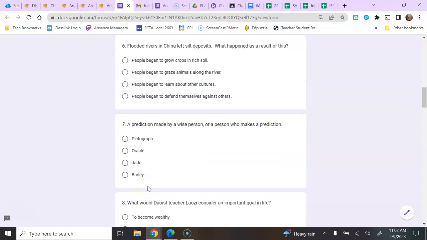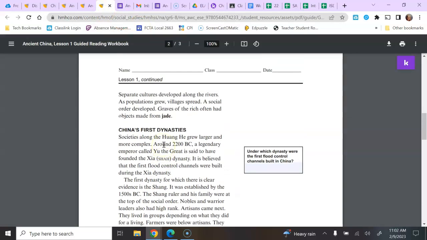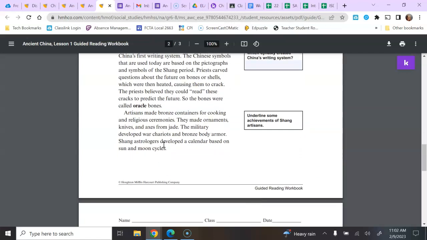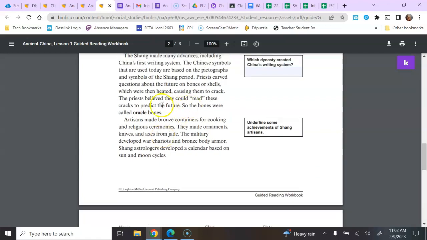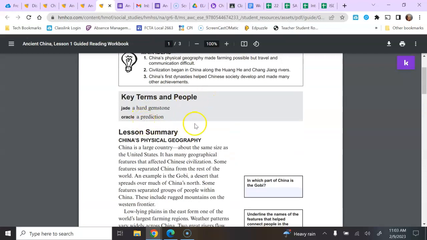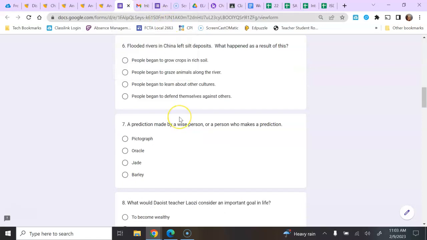All right, number 7, a prediction made by a wise person or a person who makes a prediction. Is that a pictograph, oracle, jade, or barley? And that is in that first lesson. And we talked about the priests heating bones, and the priests believed they could read these cracks. And if you go to the key terms and people box, what is that called when someone's making a prediction?